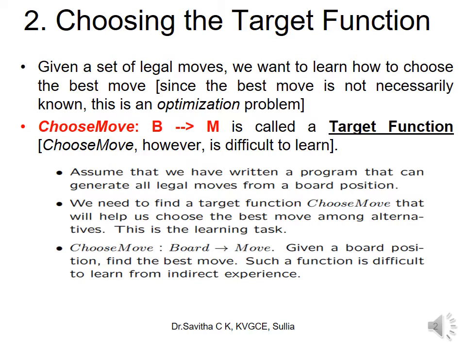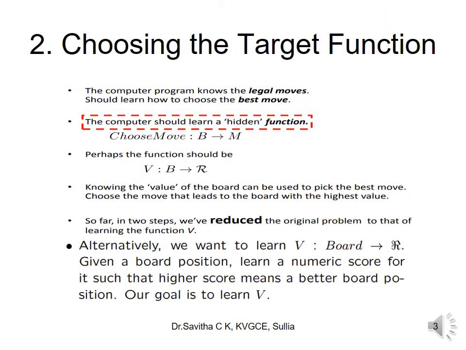So even though ChooseMove is an obvious choice for the target function, this function will turn out to be very difficult to learn given the kind of indirect training experience available to our system. In the checkers game, we have selected playing games against itself as training experience, which is indirect training experience. It is difficult to learn from such indirect training experience by choosing the target function ChooseMove: B → M.